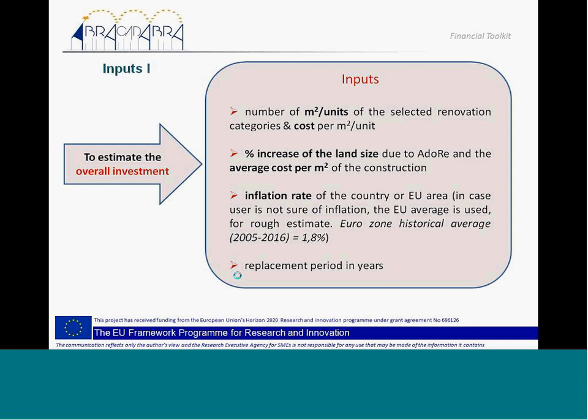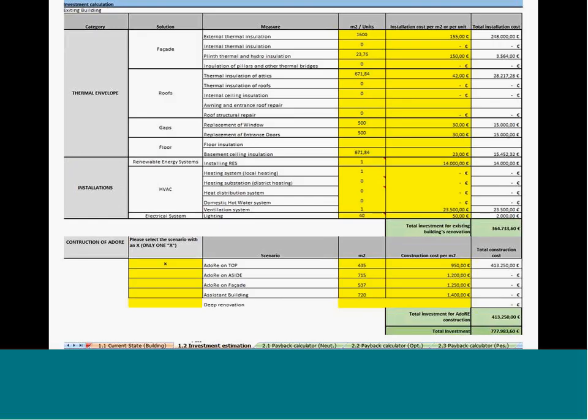As I said, in the database they can find the inflation rate of the country, or else they can use the average EU inflation rate, which is roughly 1.8. And they can also put the replacement period in years. We estimate the initial investment in two categories: the thermal envelope and the installations.